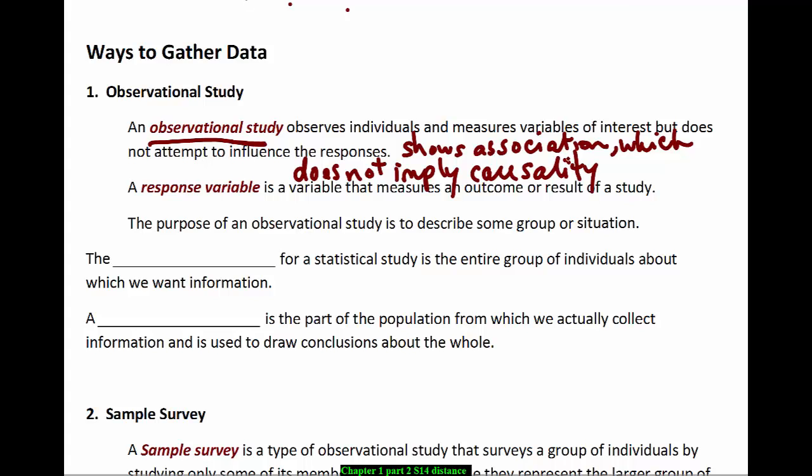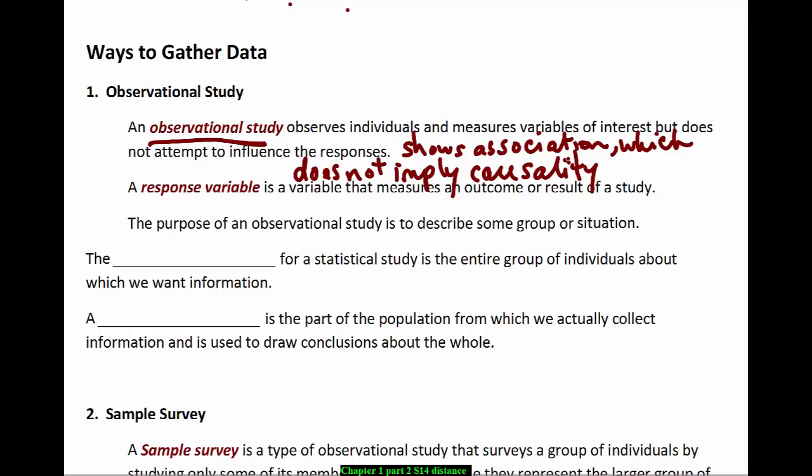All right, so an experiment, when we get there in number 3, the main difference is going to be that in an experiment we apply treatments. In an observational study we don't. We merely observe what's already happening. A response variable is the variable that measures the outcome or result of a study. So the response variable is the thing that we measure at the end.